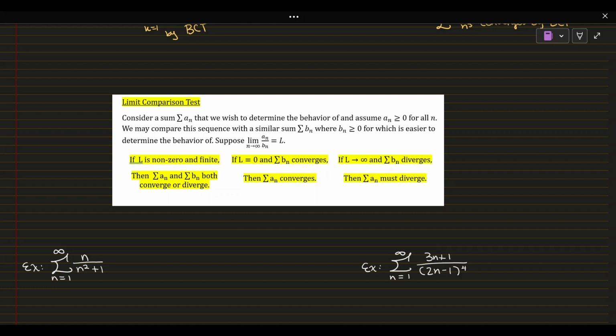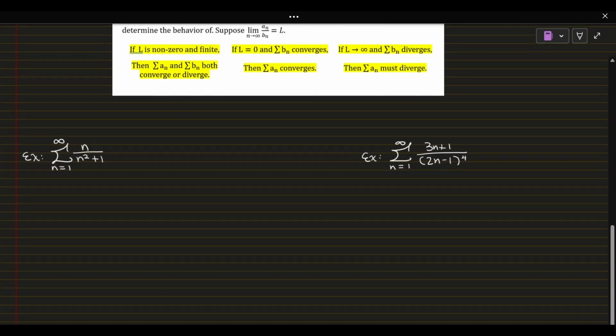So if their limit is non-zero and finite, then they both converge or diverge. If the limit is 0 and b converges, then a converges. If L goes to infinity and bn diverges, then a diverges. Okay? So those are our three conditions. Get familiar with those, but let's apply them here.